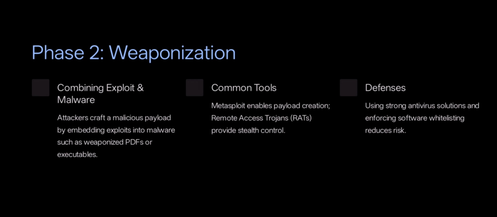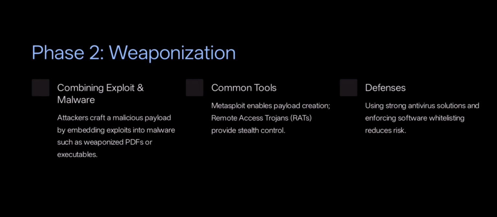B. Payload. The payload is the part of the weapon that performs the malicious action once delivered and executed. Common payloads include remote access Trojans, or RATs, which allow attackers to control the system remotely. Keyloggers, record keystrokes to capture sensitive information. Ransomware, encrypts data and demands payment for decryption. Credential stealers, harvest login credentials from the system.